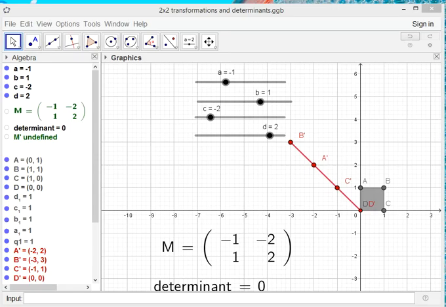You may have noticed that for the matrix 1, 4, 2, 8, the second column was a multiple of the first column. In this example here, minus 1, 1, minus 2, 2, again you have the second column being a multiple of the first column, and the unit square has been transformed from the plane to a line, in this case y equals minus x. You will notice that the determinant is 0, thus indicating that M is a singular matrix.